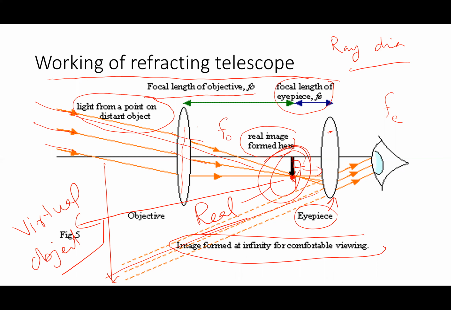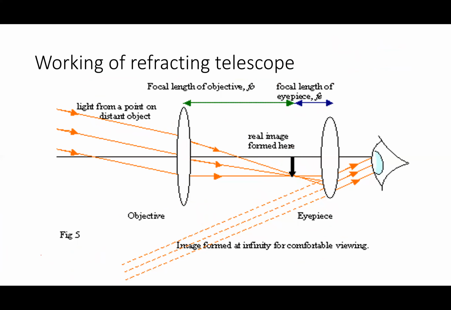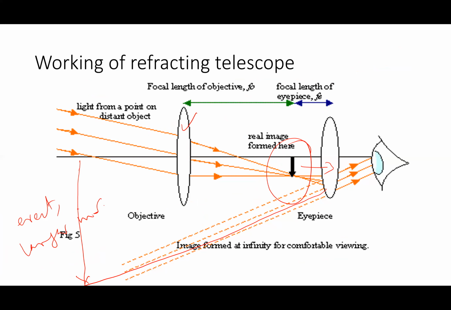So from objective lens, this image will be formed. This is an object for eyepiece, and from this a virtual image is formed, which is erect, larger in size, and cannot be obtained on screen.